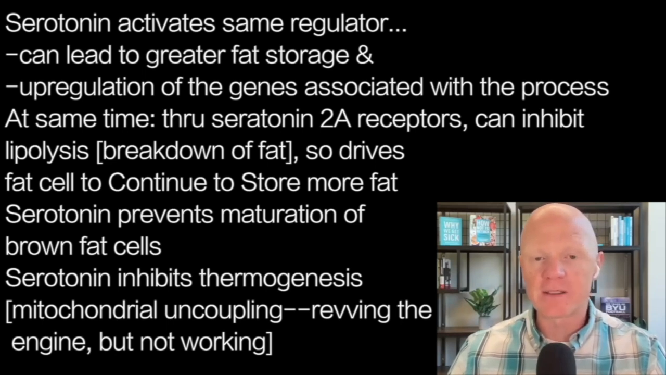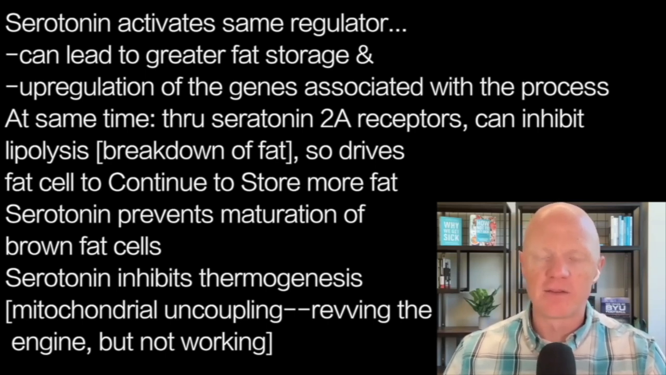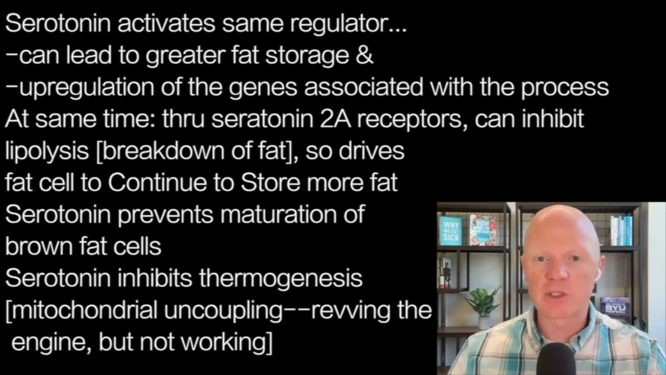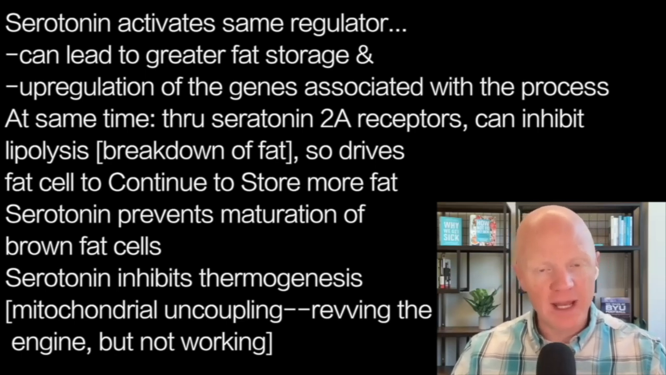Also, reflective of this general suppressive effect on mobilizing energy and rather storing it, serotonin has been shown to prevent the differentiation, or the maturation, of brown fat cells. It interferes with this process of the brown fat cells becoming mature, grown and functioning. And then lastly, serotonin inhibits thermogenesis, and that is very much a brown fat phenomenon.